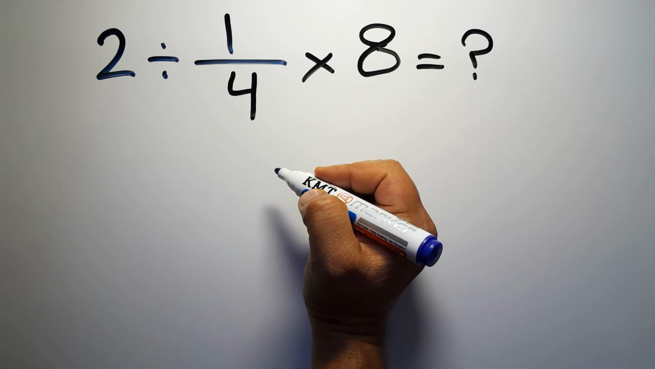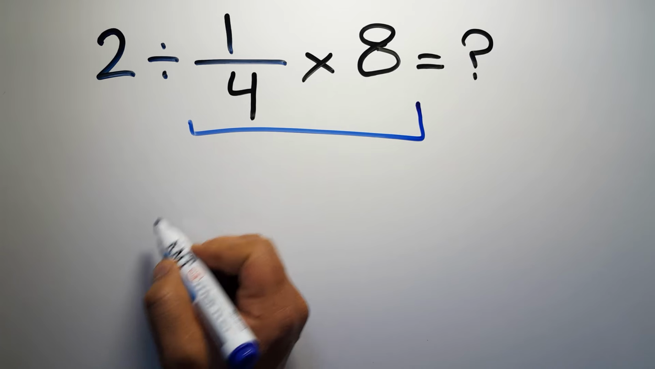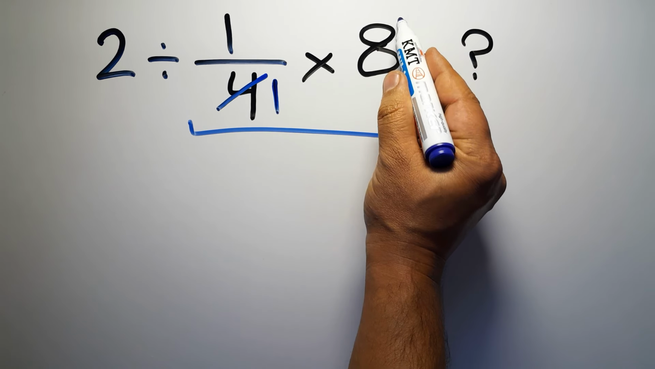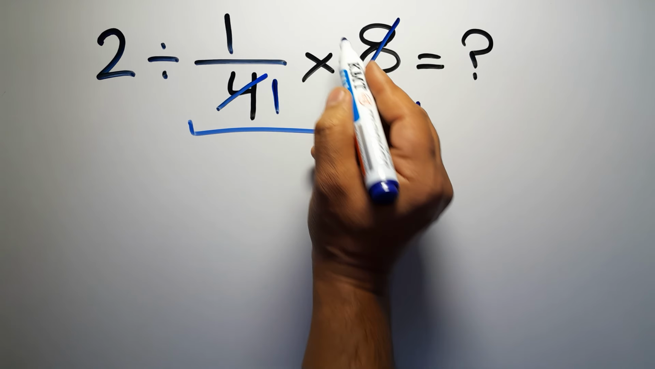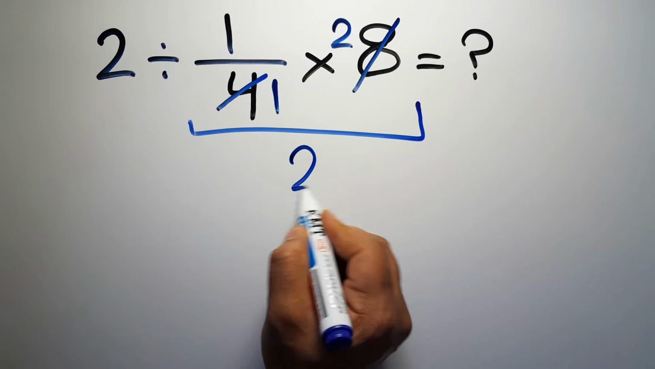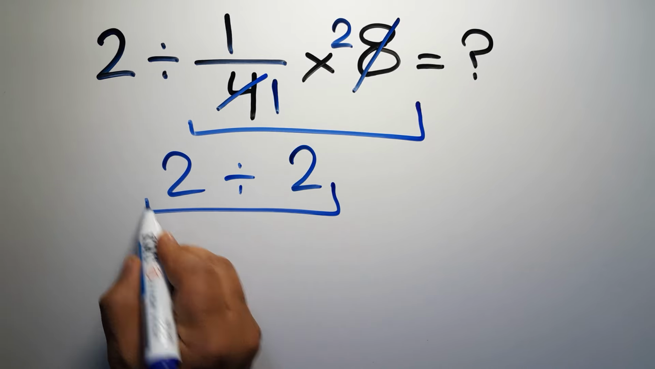First, we do this multiplication. 1 over 4 times 8. 4 divided by 4 gives us 1, and 8 divided by 4 equals 2. So here we have just 2. And 2 divided by 2 is just 1.